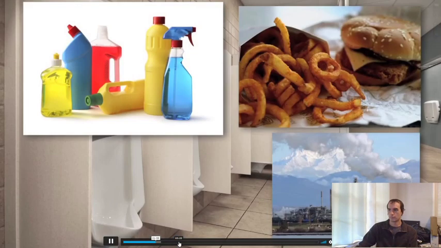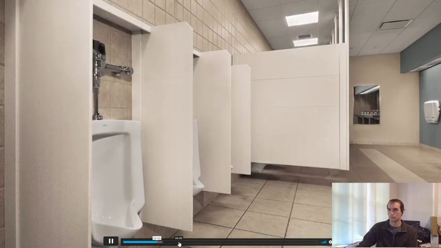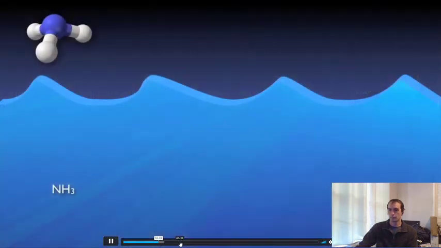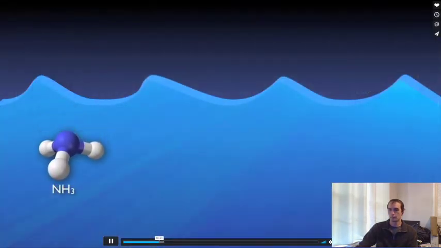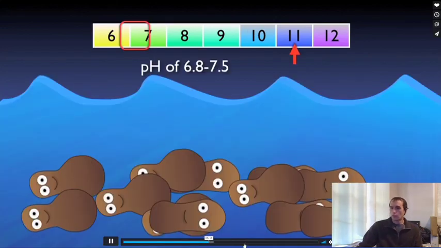In simplistic terms, nitrogen in various forms is flushed, rinsed, or otherwise introduced into the sewer system. Almost all of this organic nitrogen, urea for example, is immediately hydrolyzed into ammonia. In water, gaseous ammonia, NH3, is almost entirely in two forms, ionic and gaseous. It is not necessarily in water with a pH between 6.8 and 7.5.